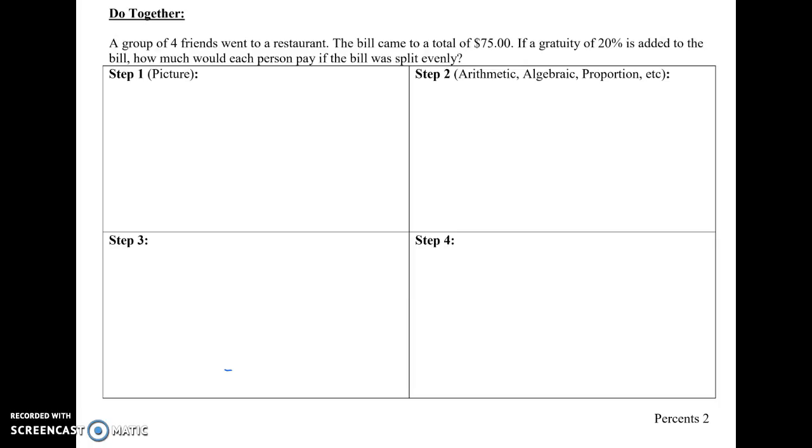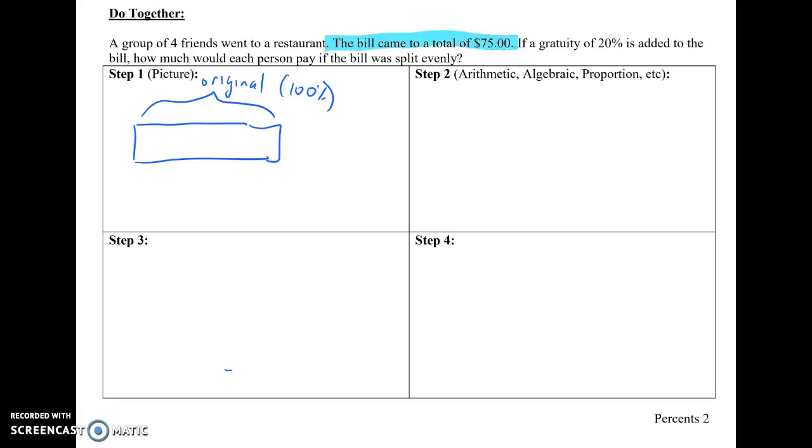Okay, so the first thing that we're going to start with is a picture. Now, if you remember from the commissions video, in any percent picture, we start with a 100%, which is our original total. So here's my box. This is the original total, which is 100%. And in this case, going back to the question, it says the bill came out to a total of $75. This means that my original total is $75.